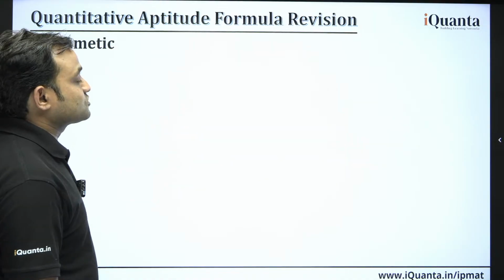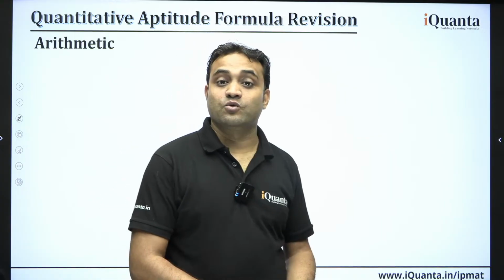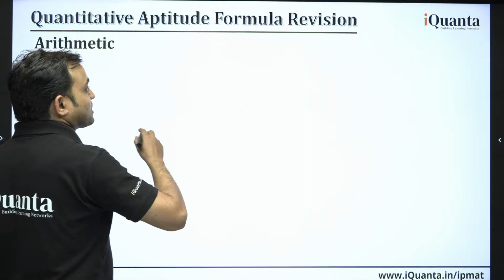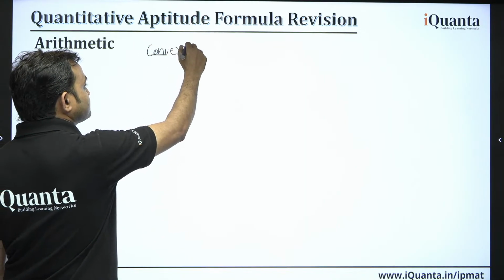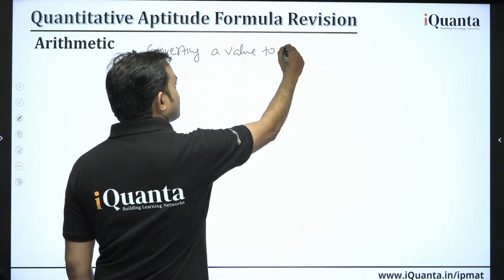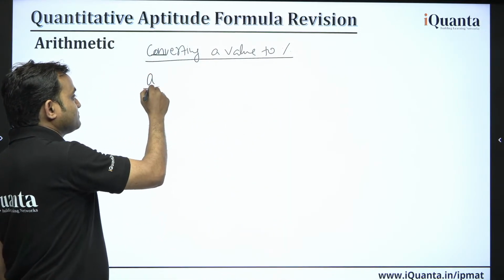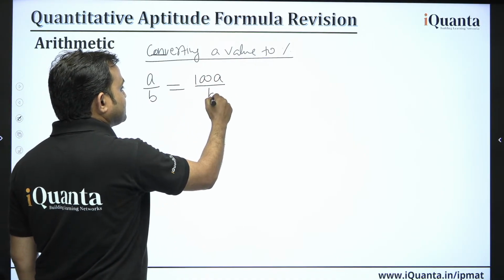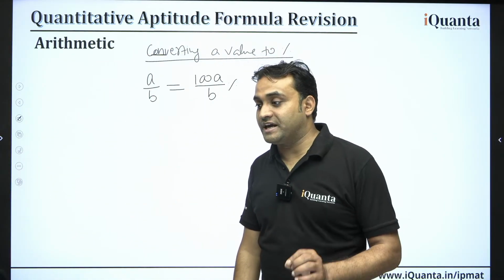Let us go to the next part, which is how do we convert a ratio, or any value, into a percentage. Let us say we need to convert a by b to percentages. If we have a value which is a by b, multiply this by 100 and that's your percentage: a by b is equal to 100a by b percent.